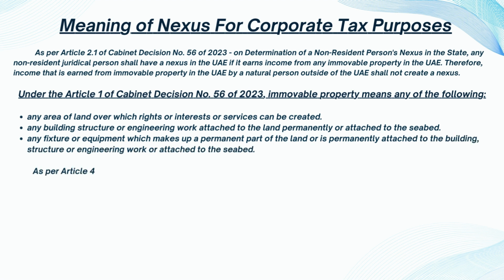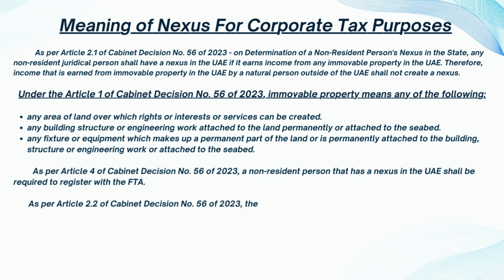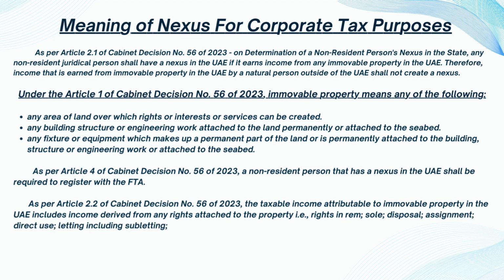As per Article 4 of Cabinet Decision No. 56 of 2023, a non-resident person that has a nexus in the UAE shall be required to register with the FTA. As per Article 2.2 of Cabinet Decision No. 56 of 2023, the taxable income attributable to immovable property in the UAE includes income derived from any rights attached to the property, that is rights in rem, sale, disposal, assignment, direct use, letting including subletting, and any other form of exploitation.